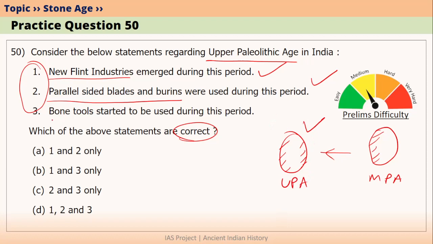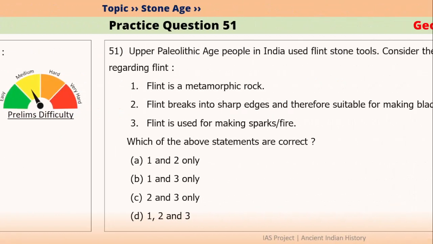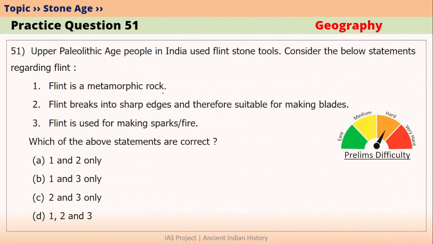The third statement is, bone tools started to be used during this period. This is also correct. We have discussed this point in our video lecture also. So the correct answer would be 1, 2 and 3 are correct. Option D. The next question is, upper Paleolithic age people in India used flint tools.